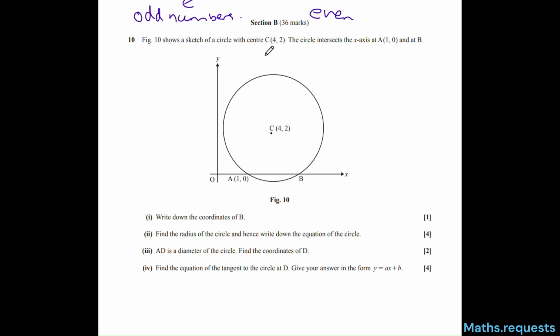Right, write down the coordinates of B. The circle has center 4, 2, and the circle intersects at 1, 0. So that means this distance here is the same as this distance here. And of course, the y value will be 0, as this is on the x-axis. And then the distance from the center in x is 3, so the distance here must be 3. Therefore, x equals 7. So your coordinates of B are 7, 0.